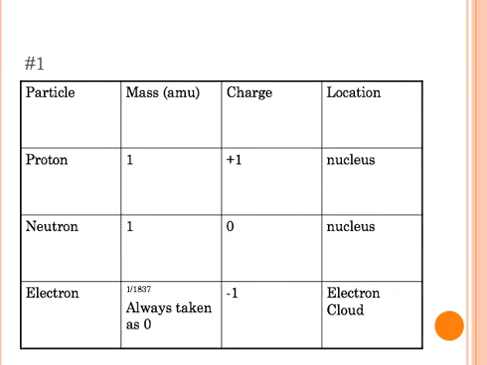Finally, there's an electron. Now, we consider the electron to have a mass of 0. It actually isn't 0, of course, because it is a particle. It's actually 1 over 1837, that fraction of an AMU unit. However, it is so small that when we're calculating the mass of a single atom, we don't add it to the mass. It just doesn't make that big of a difference. So we consider the mass to be 0. It has an electrically negative charge, kind of balances off the protons, and it's found in what we call the electron cloud, which is outside of the nucleus.